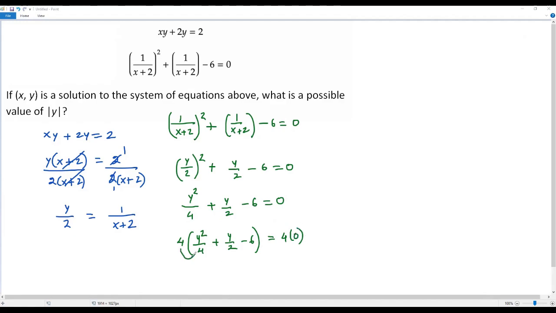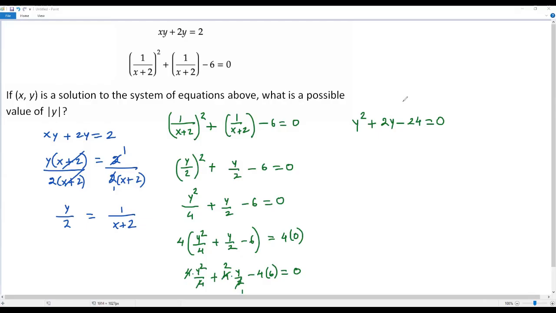Now we can distribute this 4 to each term inside the parentheses. When I distribute the 4 to y²/4, I get 4 times y² over 4. Then we get 4 times y/2, minus 4 times 6. On the right side, when I multiply 0 by 4, I still get 0. Here the 4 cancels out. 2 goes into 2 one time, and 2 goes into 4 two times. Then we get y² + 2y − 24 = 0. Here 2 times y is 2y and 4 times 6 is 24. Now we have a quadratic equation in the variable y, and it is in standard form.